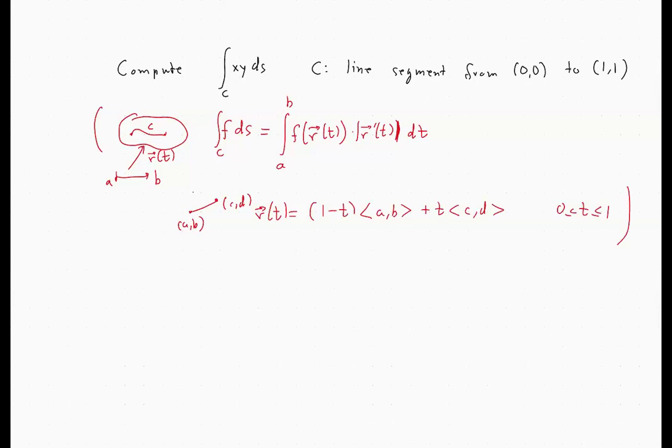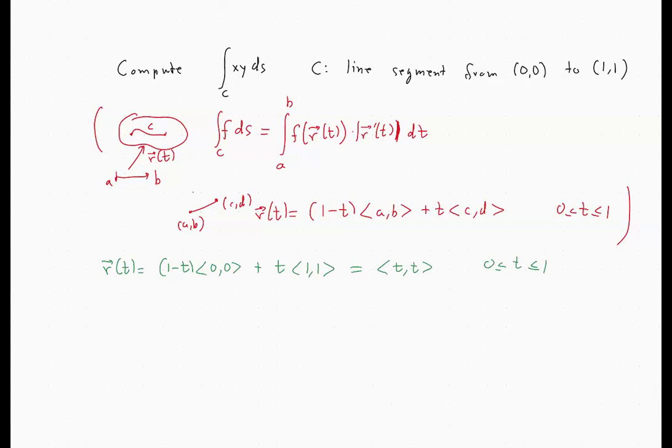So it's going to be r of t is equal to 1 minus t times the vectorization of the point 0, 0 plus t times 1, 1. And this will end up simplifying to t comma t. And t here runs from 0 to 1. And then we need to identify our function. Our function is xy.